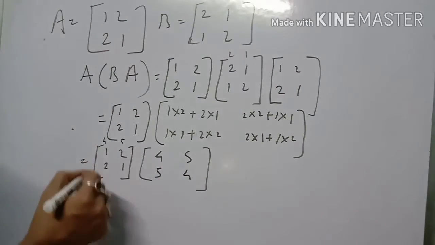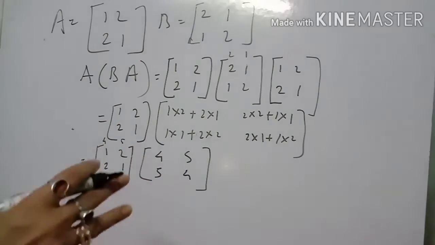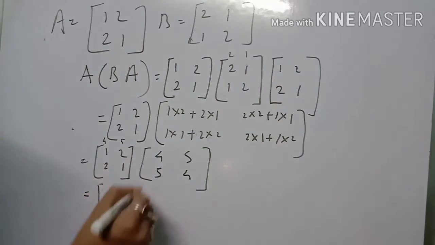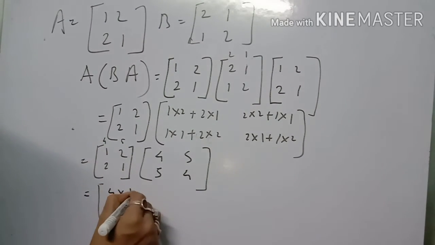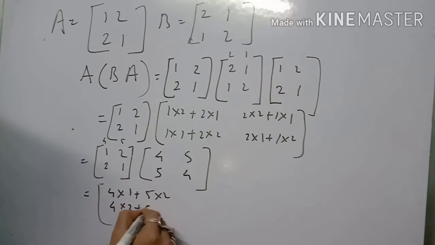The good thing about this sum is that all the matrices are of 2 cross 2 order. Okay, so 4 into 1 plus 5 into 2, 4 into 2 plus 5 into 1.